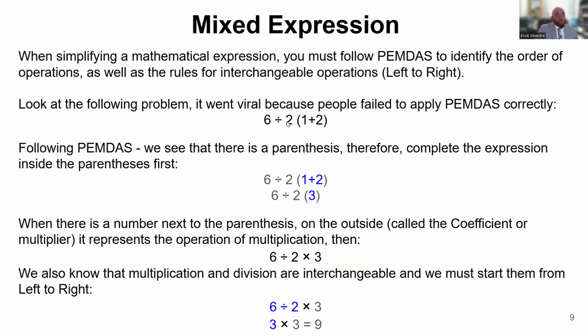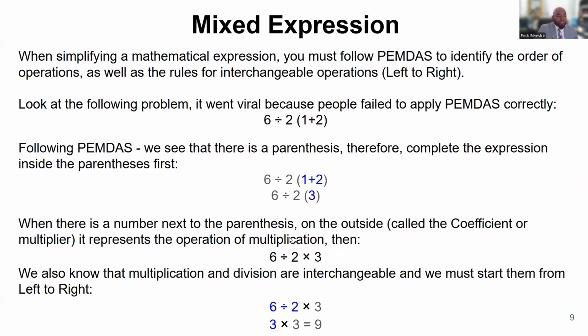All right, so this is an example. 6 divided by 2 times 1 plus 2 within parentheses. So following PEMDAS, we know that the parenthesis comes first. So we have to do whatever operation we have inside of the parentheses. In this case, we have 2 plus 1, that gives us 3. Now remember the number 2 on the outside of the parentheses, the coefficient, indicates that I have to multiply the 2 times 3. So that gives me a simplified expression of 6 divided by 2 times 3.